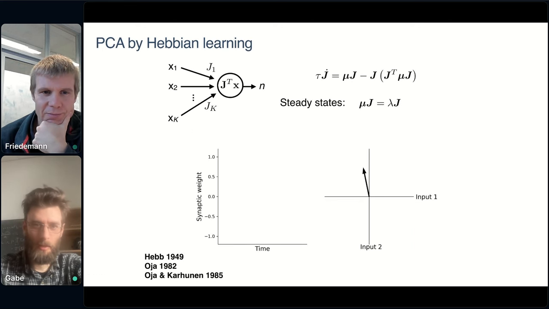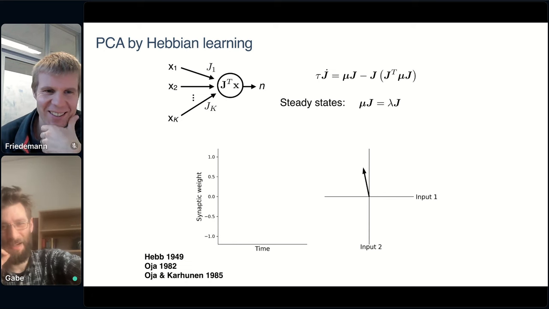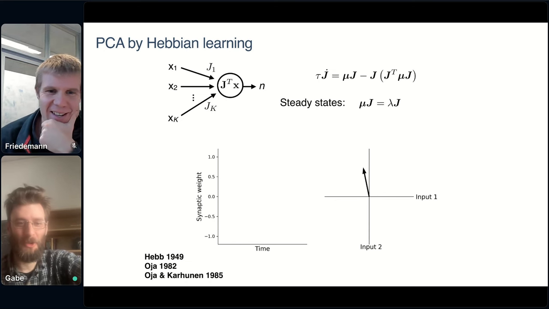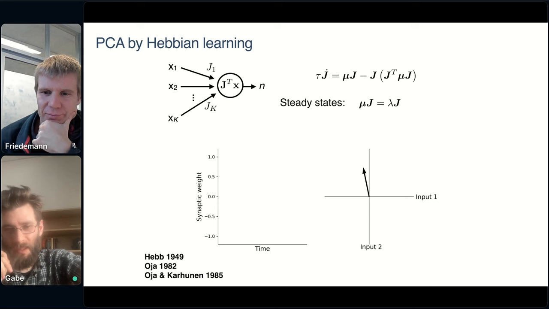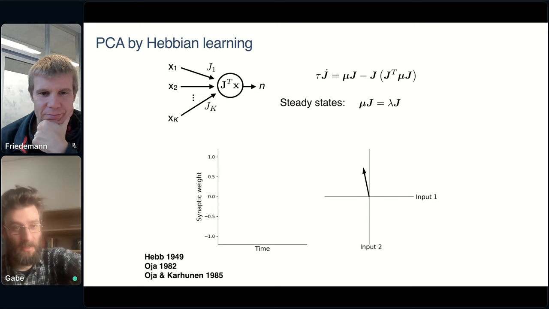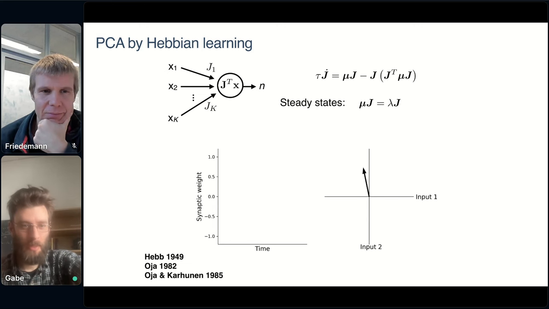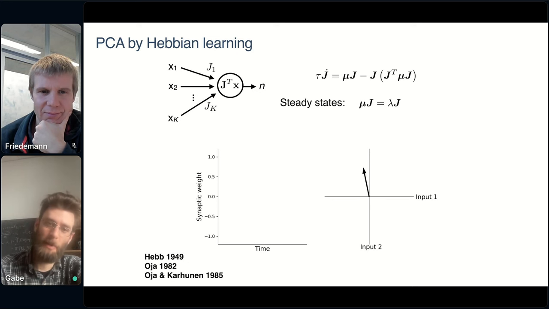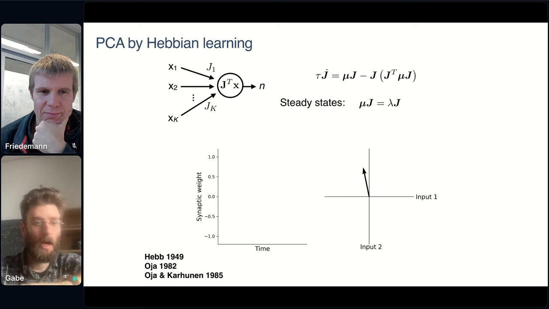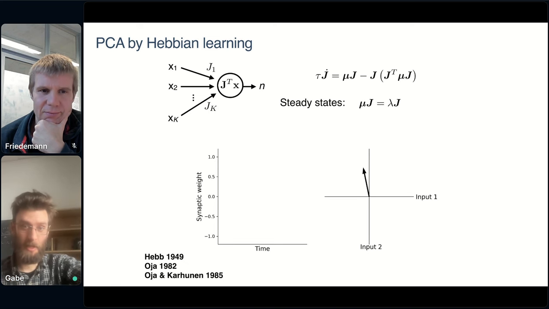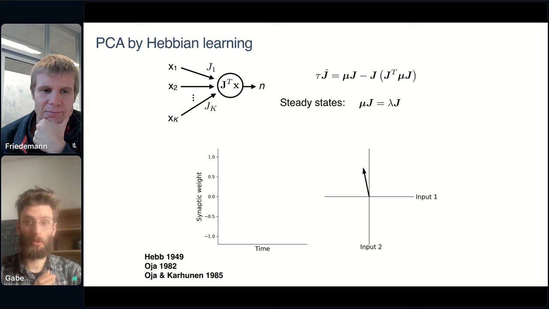Aha, okay. Back in the 80s, Erkki Oja, along with Juha Karhunen, proved that a linear neuron endowed with Hebbian learning would learn principal components of its input. We can see up top here that simplified Hebbian version of these dynamics in that special case. And the steady states of that are the matrix eigenvalue eigenvector equation for the second moment mu of the inputs.